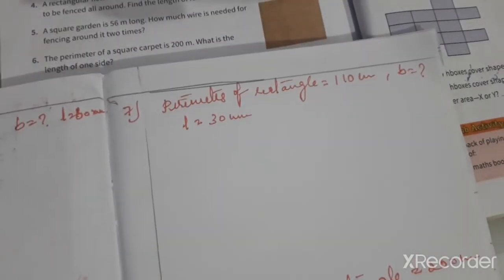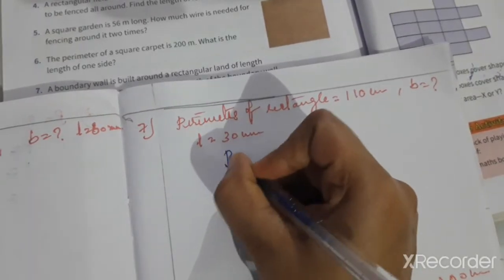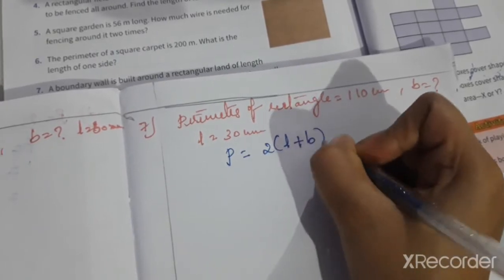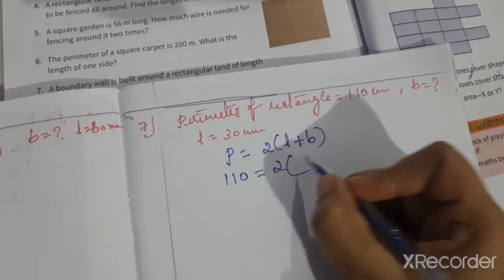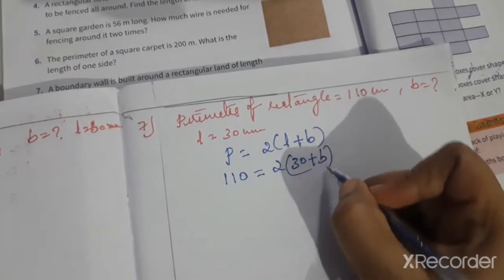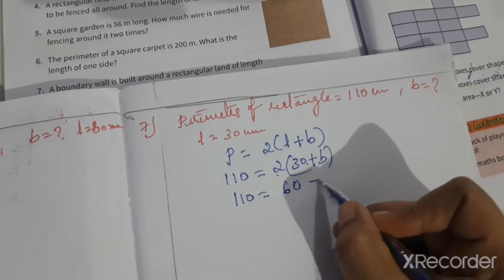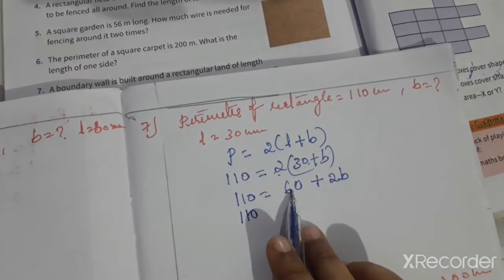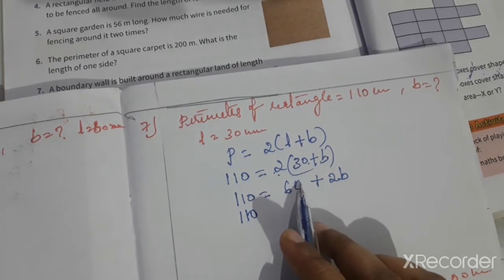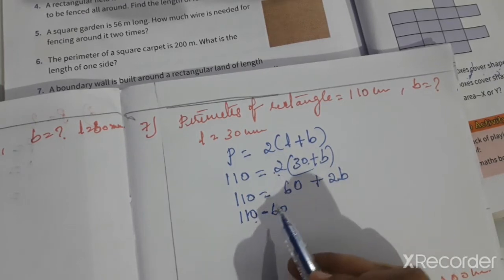Now next question. Perimeter of rectangle is 110 centimeter. Breadth is question mark. Length is 30 meter. Perimeter of rectangle equals 2 into (L plus B). So perimeter is given 110 centimeter, 2 into (L value is 30 plus B question mark). Now 110 equals 2 into 30, 2 3s are 6, 60, plus 2 into B is 2B. Now 110, any numbers? Yes, here. Shift the place, shift the side. 60 will become minus, because the plus symbol is shifting from right side to left side, so its symbol is changed.